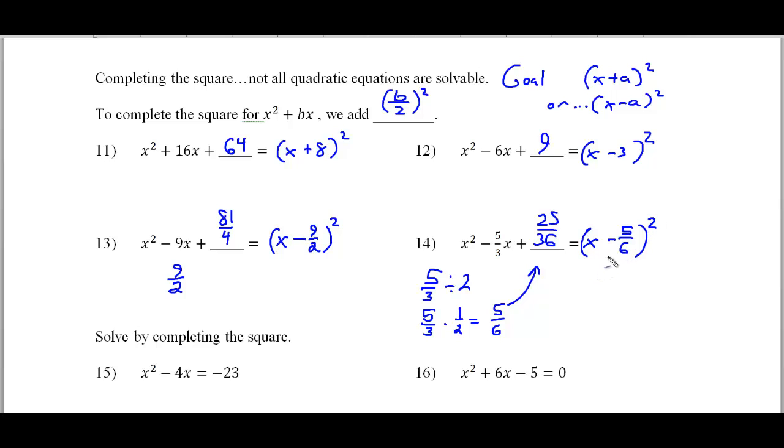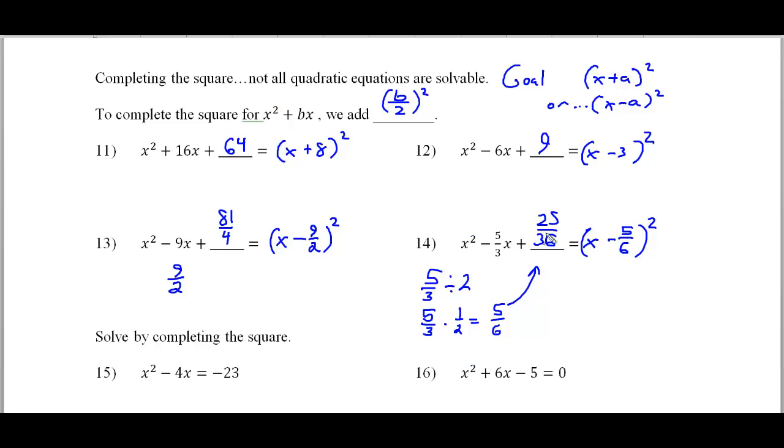If I FOILed this out, the L would give me this term here, and a negative 5 sixths and a negative 5 sixths would make a negative 5 thirds, because negative 5 sixths and negative 5 sixths makes a total of negative 10 sixths, which is simplifiable to negative 5 thirds. If you don't believe me here, please FOIL this out and you will see that this is the trinomial you get from the square of this binomial.